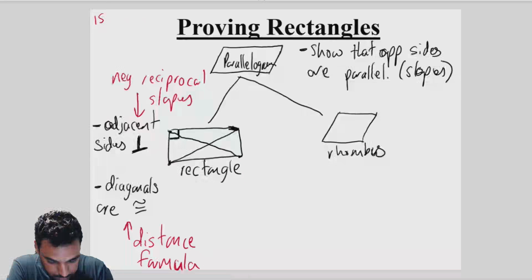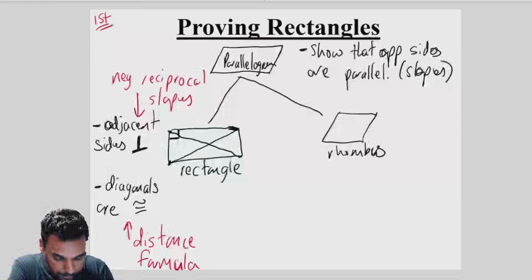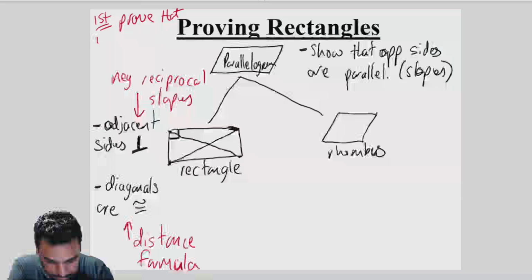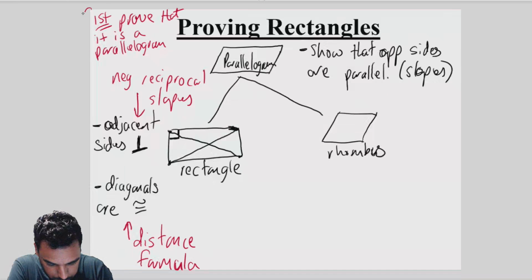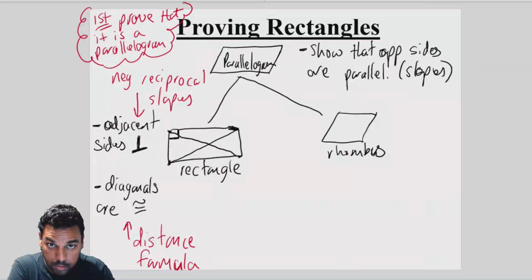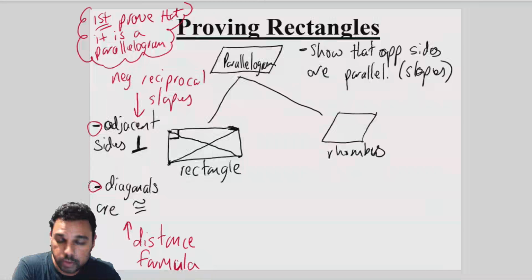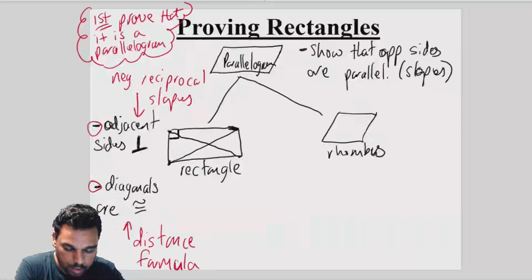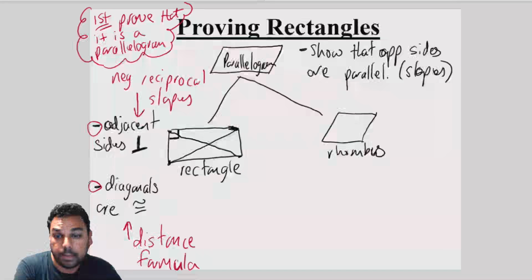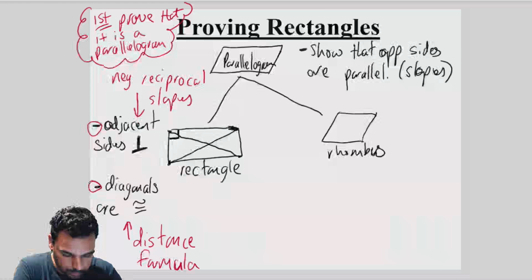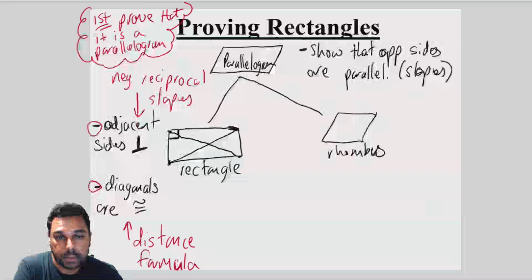To prove something is a rectangle, you must first prove that it is a parallelogram. I'm going to put this in a cloud to make you happy. And after you do that, you have to prove one of these. You don't have to show both of them at the same time. Only one is necessary. If one is true, it implies the other one is also true. Okay, and rhombus, we'll check again. So let's check out a problem, shall we?